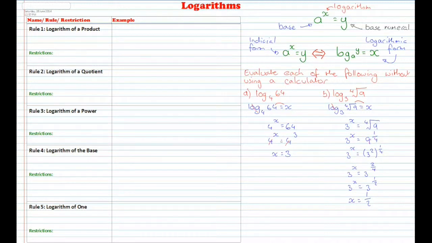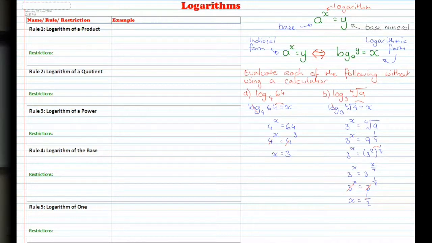Now I still don't have the same base, so what I need to do is make 3 to the power of x equal 3 squared, because 9 is 3 squared, in brackets to the power of 1/4. Now I multiply the powers, so that gets me 3 to the power of 2 times 1/4, which is 3 to the power of 2/4, and that is equal to 3 to the power of x. Now 2/4 simplifies down to 1/2, so you get 3 to the power of x is equal to 3 to the power of 1/2. Now we can get rid of the bases once again, leaving us with x is equal to 1/2.